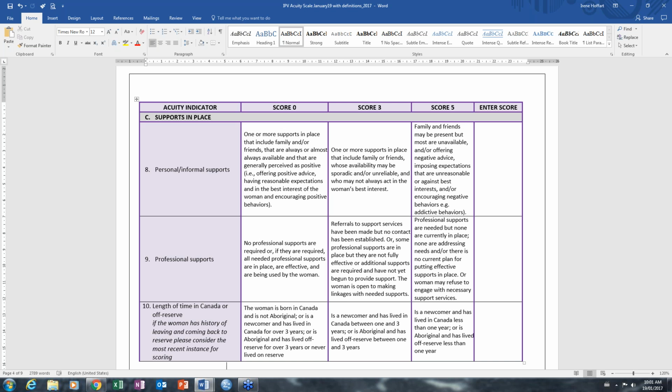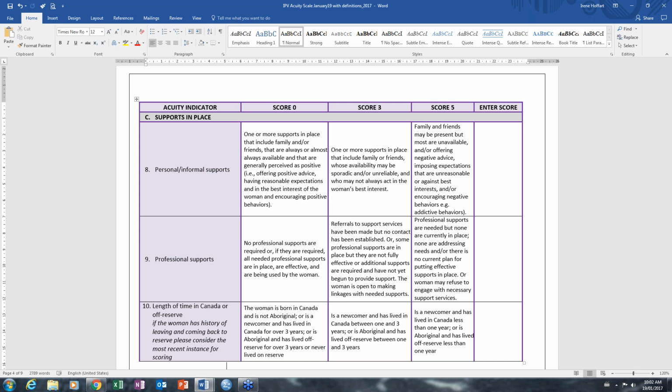Here we're looking at whether or not the supports are available and whether or not they're effective for the woman. We all know that, first of all, sometimes it's very difficult to access needed supports. But there are other times when we can access needed supports, but they're not very effective, or there are significant barriers in them, or a woman has to fight with bureaucracy to get what she needs.